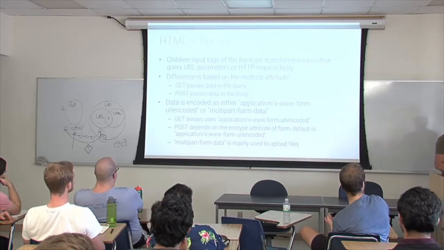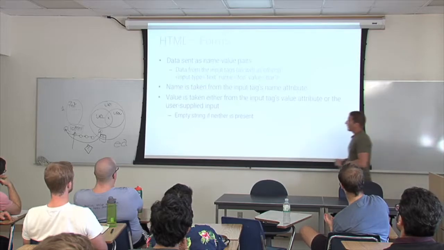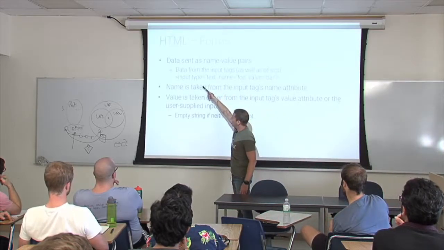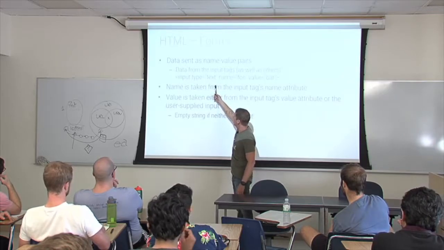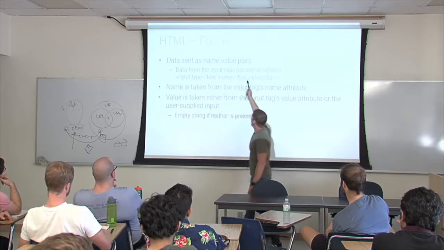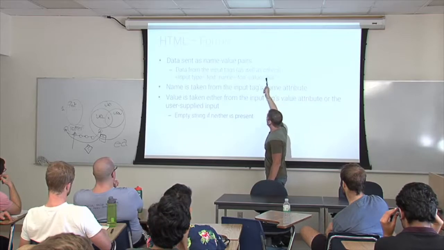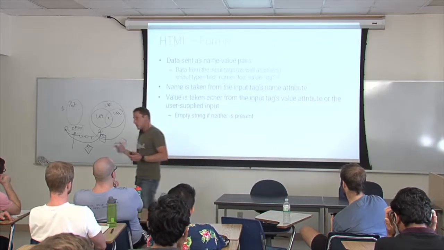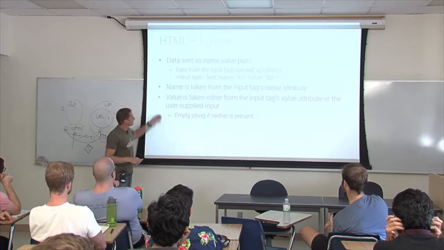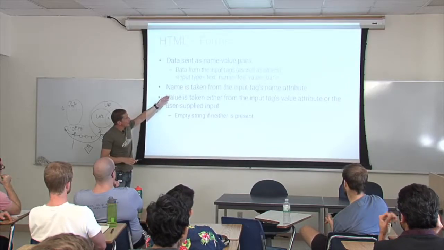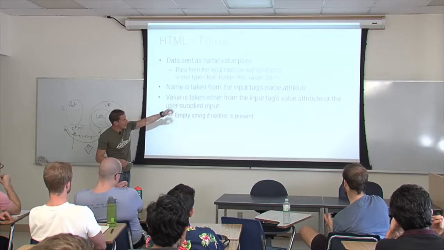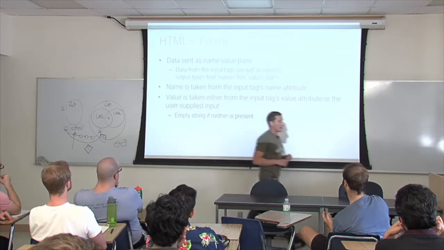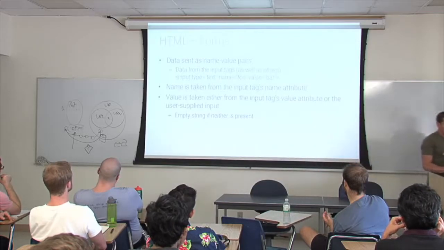So the data is sent as name and value pairs. So you can have an input tag. You've probably done this a million times. Say this is a text field. Its name is foo. The value, if you have a value set when the form is created as a default, that's great. And the value is taken either from what is set already or what the user put in. And then, if nothing is present, it's just an empty string.